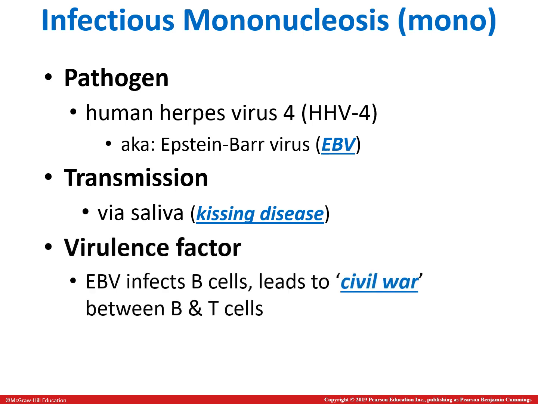The virulence factor here is very unique in that this virus infects B cells. Recall, that's part of your adaptive immune system. What happens when a B cell gets infected is that it leads to what they sometimes refer to as a civil war between the B and the T cells. Recall that T cells, cytotoxic T cells in particular, are designed to kill virally infected cells, which in this case happens to be a sibling cell within the immune system. So it creates quite a problem for the body.